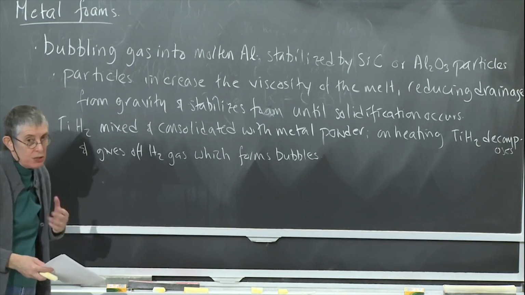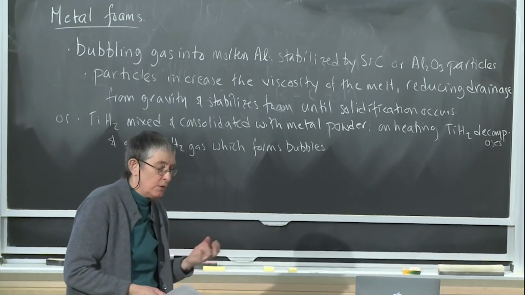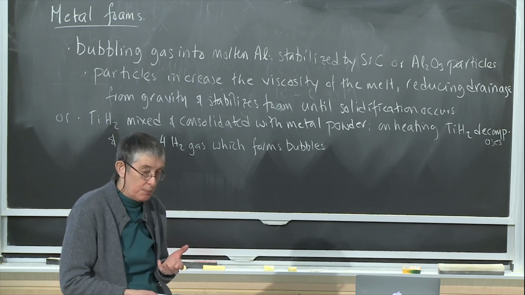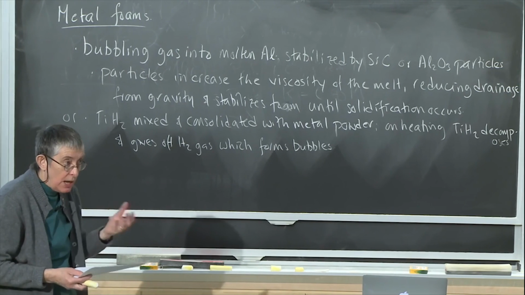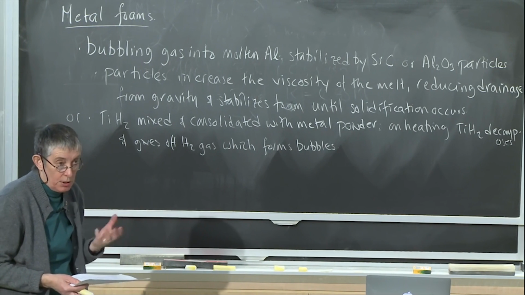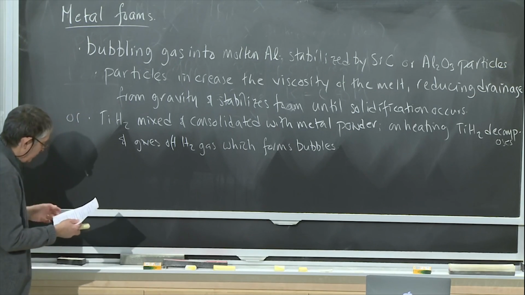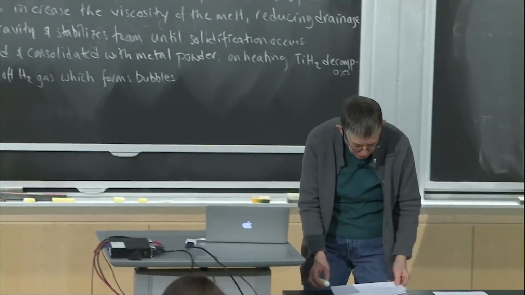So when you do this, you need to have a metal powder that's going to be deforming by, say, high temperature creep at the temperature that the decomposition of the titanium hydride happens. And for aluminum, that works. So you need to have the metal material be able to deform fairly easily in order to get these bubbles to form a nice foam. But that's another way you can do it, by consolidating these two powders.